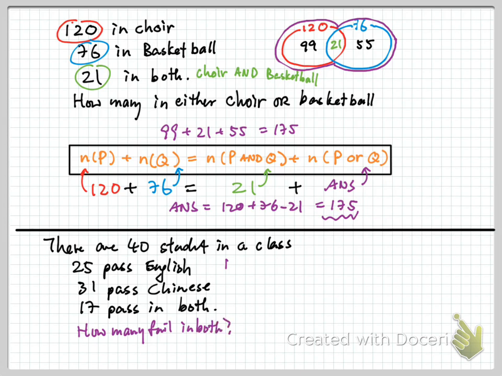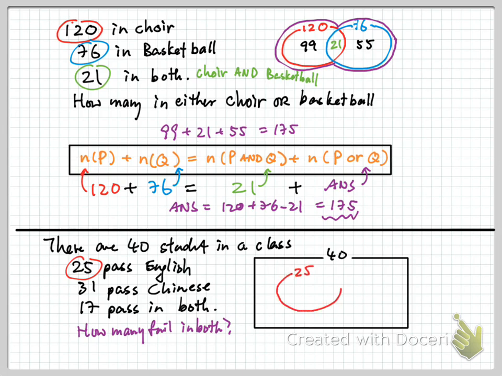Think about it. We can use a Venn diagram to handle this question. These are all the people in the class. There are 40 of them, and then 25 of them pass English. So this is in the red block. The red box is English. 25 of them pass. And then the blue box is 31. They pass Chinese. So there are 31 who pass Chinese. And then there are 17 of them who pass in both subjects. So there are 17 of them in between.